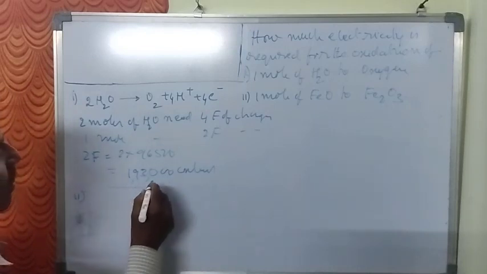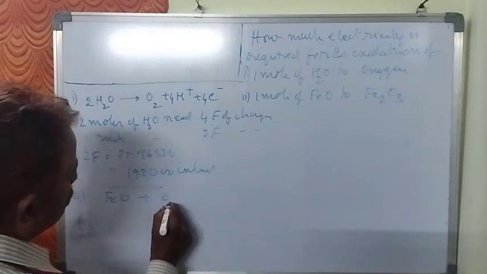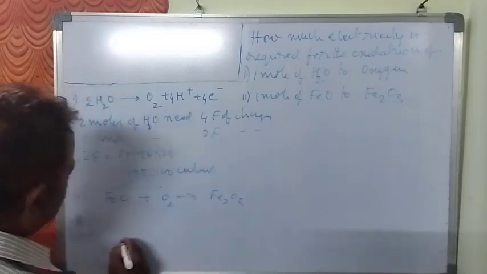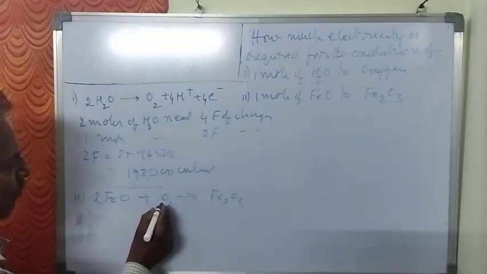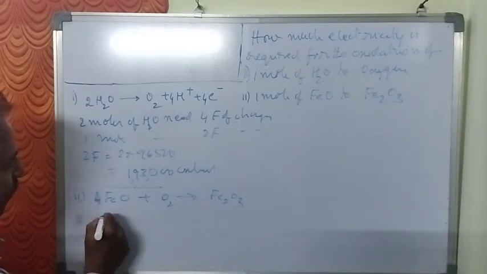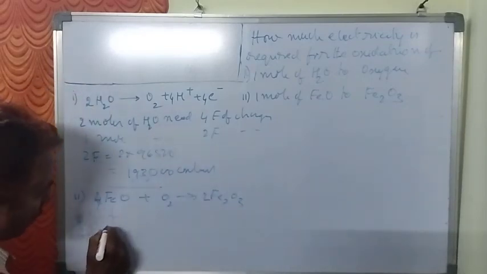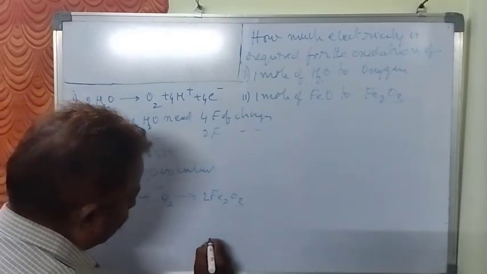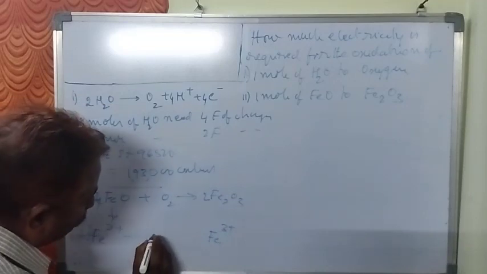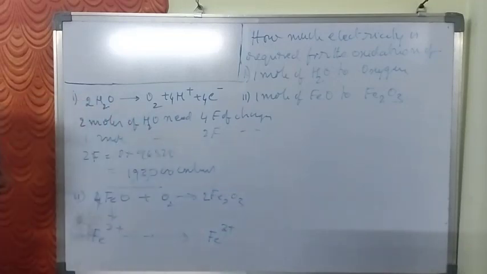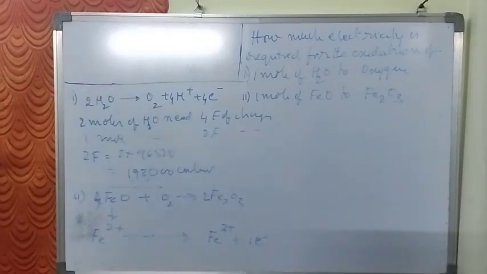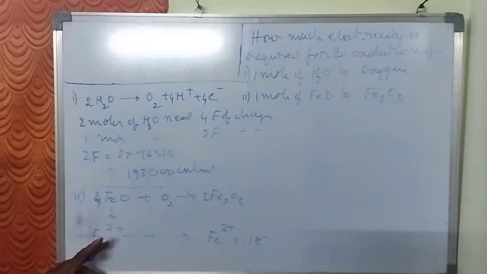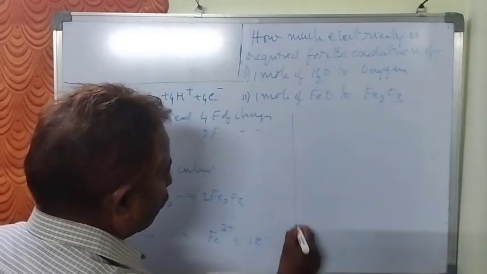Similarly, the second problem is FeO plus oxygen gives Fe2O3. So here 2 plus 2 oxygens, 4 oxygens, here only 3. Therefore this is 4 FeO becoming 2 Fe2O3. Now what is the charge here? Fe2 plus. What is the charge here? Fe3 plus. Therefore Fe2 plus oxidizes to Fe3 plus plus 1 electron. That means for the oxidation of 1 atom of Fe, we need 1 electron. Therefore for the oxidation of 1 mole of ferrous oxide, we need 1 Faraday of charge.